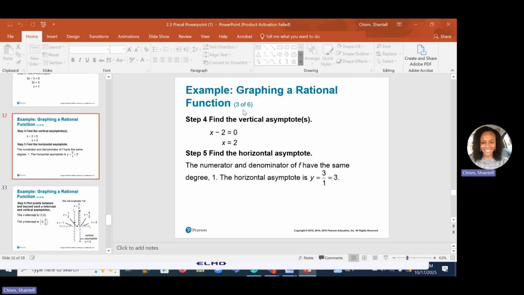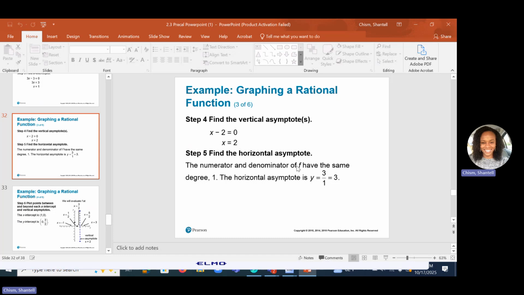All right, for vertical asymptotes, we take the denominator and set it equal to 0 to solve. That denominator was x minus 2, so we set it equal to 0. So x equals 2 is a vertical asymptote.